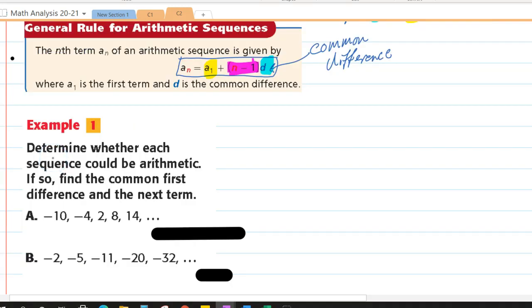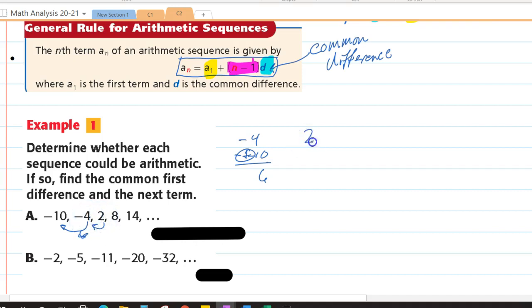So here's a couple examples. First one, determine whether each sequence could be arithmetic. If so, find the common first difference and the next term. You do this by subtracting. What is negative 4 minus negative 10? So you literally say negative 4 minus a negative 10. Well, two negatives make it positive. 10 take away 4 is 6. So common difference is 6. And then you keep going for the next term.